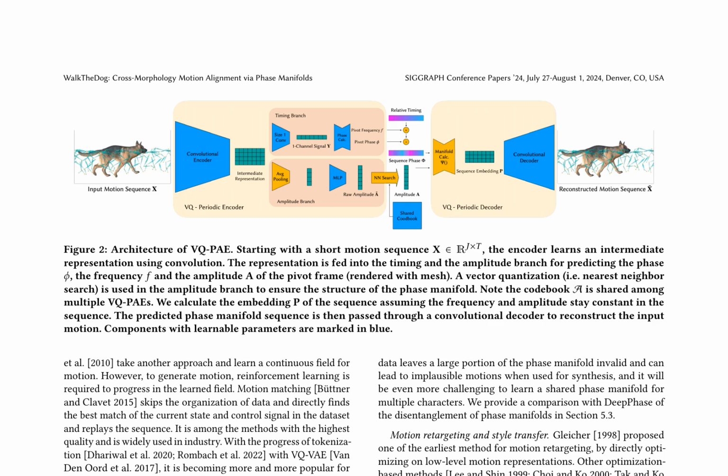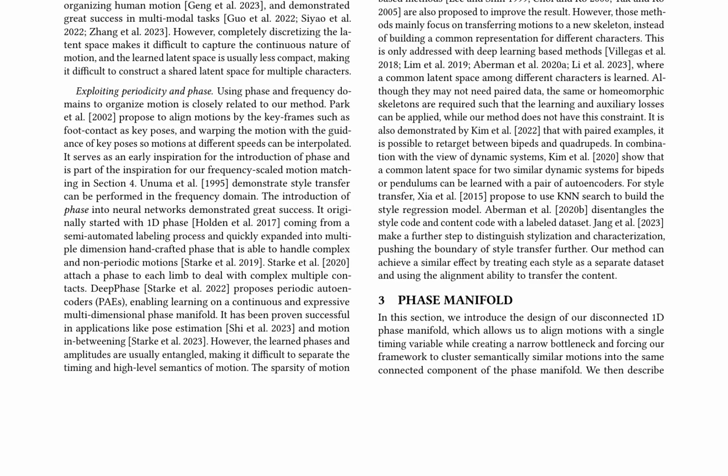The Walk the Dog architecture comprises a vector quantization phase amplitude encoder, VQPAE, which processes short motion sequences to predict phase, frequency, and amplitude. A convolutional decoder then reconstructs the input motion from these predictions. Vector quantization ensures the structure of the phase manifold, and a shared codebook among multiple VQPAEs facilitates alignment across different characters.